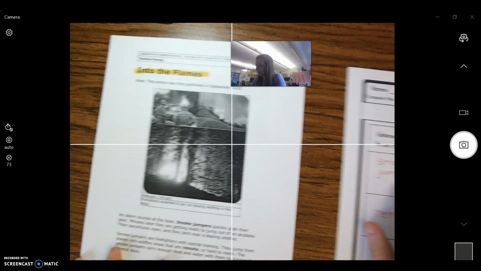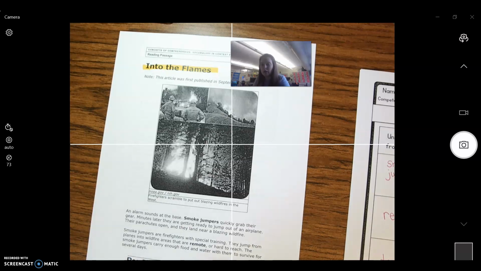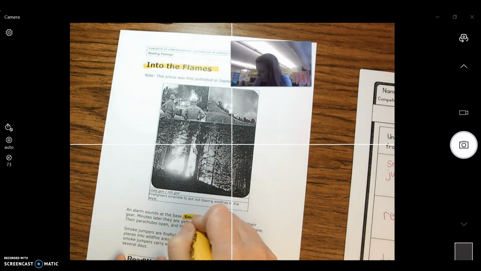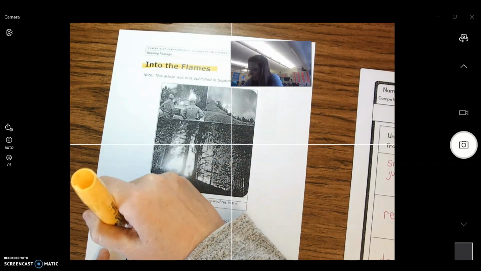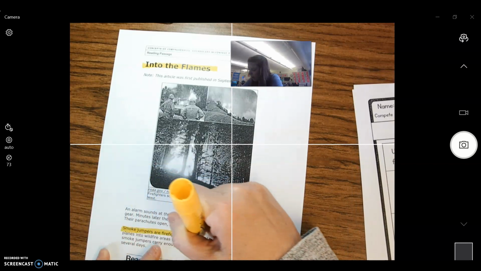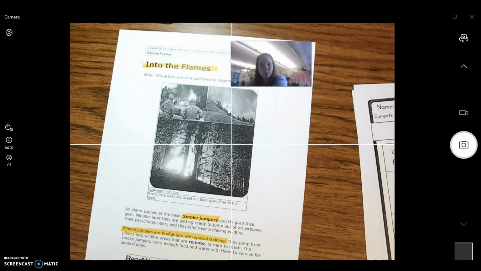So I'm going to go to my story. I see the word smoke jumpers here. It's in bold, so I'm going to highlight that. With your highlighter, highlight that word. And then I'm going to say, smoke jumpers quickly grab their gear. Minutes later, they are getting ready to jump out of an airplane. Their parachutes open, and they land near a blazing fire. Smoke jumpers are what? Firefighters with special training. That's our definition, guys. It tells us right here, smoke jumpers are firefighters with special training.